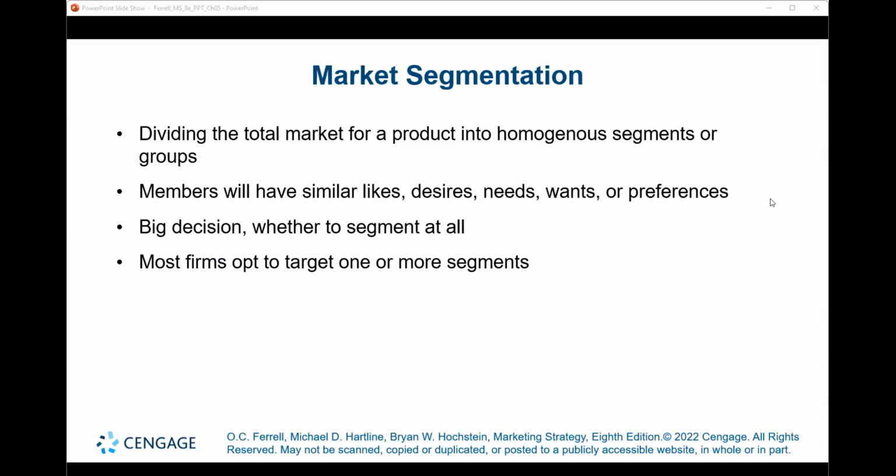Well, there's multiple ways that we want to do it, but realize that segmenting means that the members have similar likes, desires, needs, wants, and preferences. And the big decision, of course, is whether to segment at all. But most firms opt to choose more than one market. And the reason why is quite simply we don't have the resources to go after everyone. There is no unlimited budget, no matter what we might think. And we're all under pressure to make money for our stakeholders, regardless of whether we can reach a market that just simply isn't ours to reach.